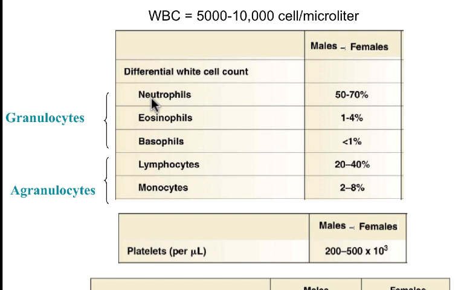By far the most common white blood cell is neutrophil, 50 to 70%. The second most common is lymphocyte, 20 to 40%. Then we have monocyte between 2 to 8%. Then we have eosinophil between 1 to 4%. And basophil is the least numerous of the white blood cells, less than 1%.